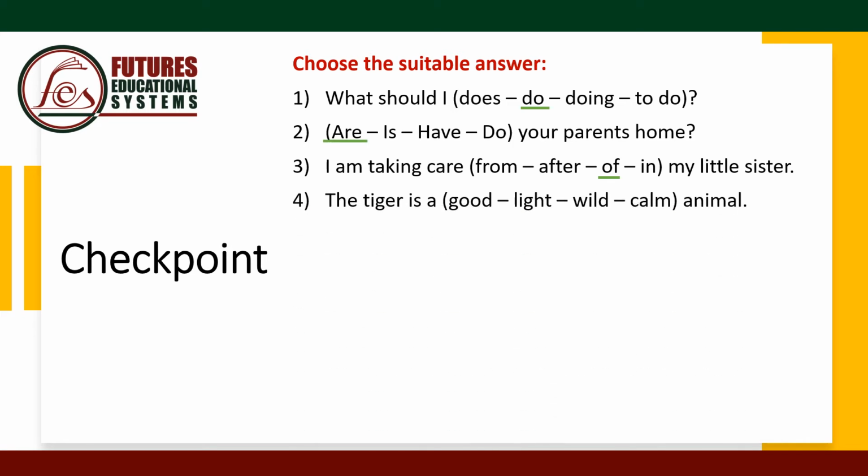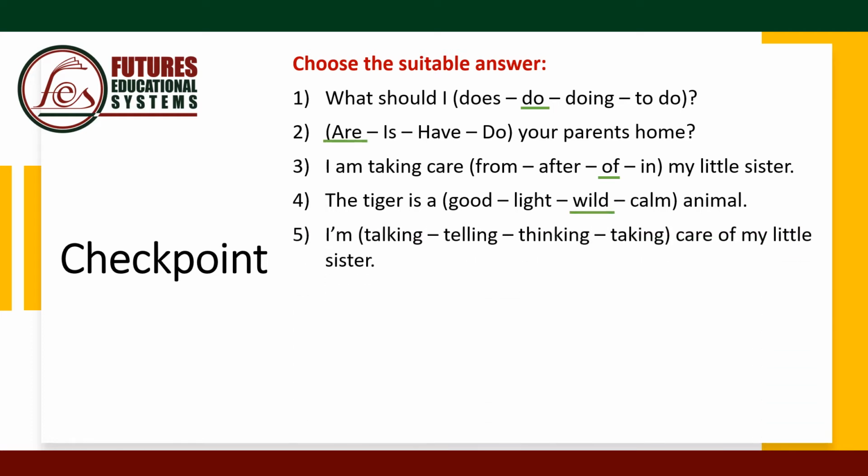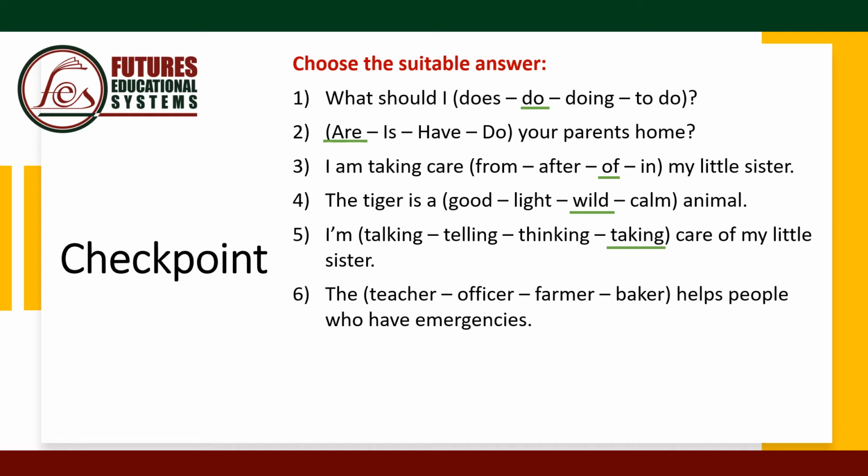Number 4. The tiger is a good, light, wild, calm animal. Tiger. Yes, the tiger is a wild animal. It's not calm. Number 5, I'm talking, I'm telling, I'm thinking, or I'm taking care of my little sister. Taking care of my little sister is the answer, looking after my little sister. Number 6, the teacher, officer, farmer, baker helps people who have emergencies. If you have an emergency, you call the officer.